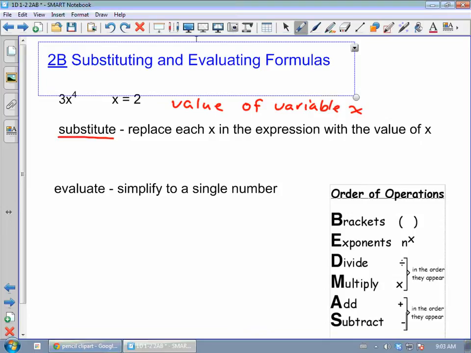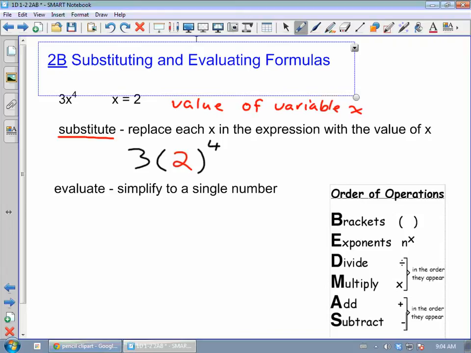And what we want to do is substitute. When we're substituting, we are taking each x that we see in our expression and replacing it with the value of that variable that we are given. So 3x to the power of 4 would become 3, and I'm going to put brackets where the x was, to remind ourselves that's where the x was. Then I'll put a 2 in there. Simply replacing the variable with its value is substitution.